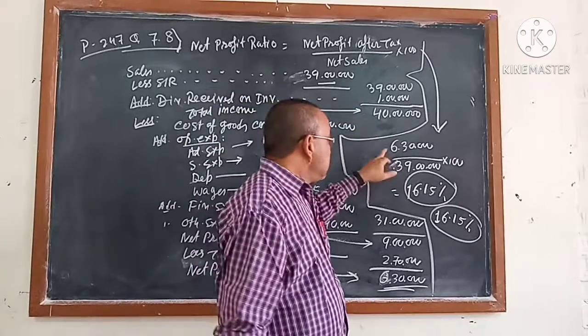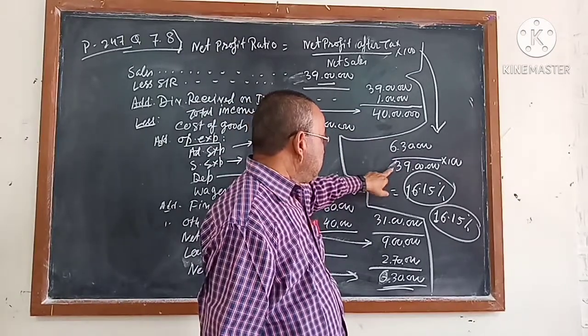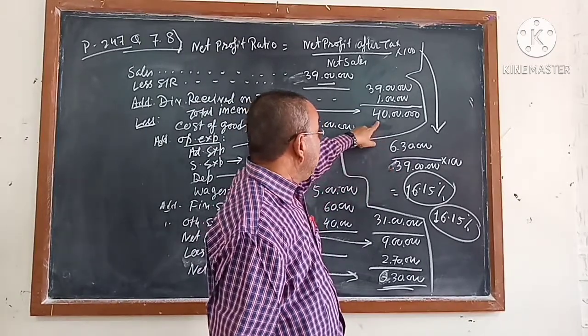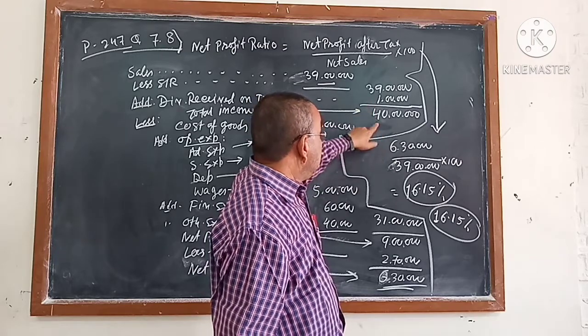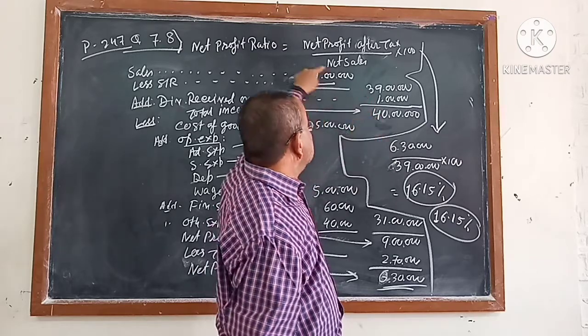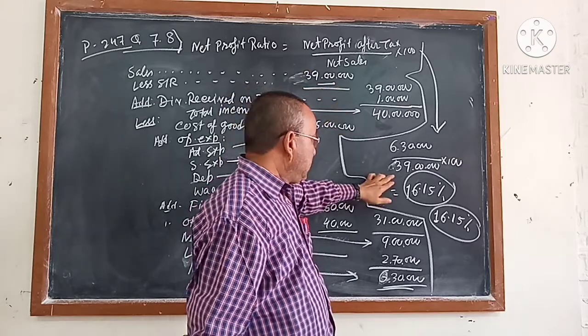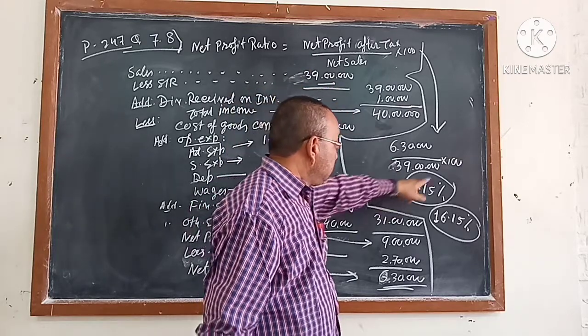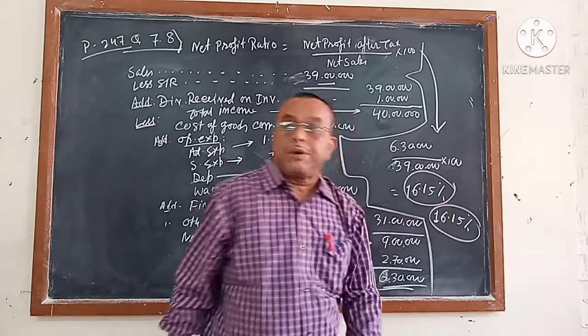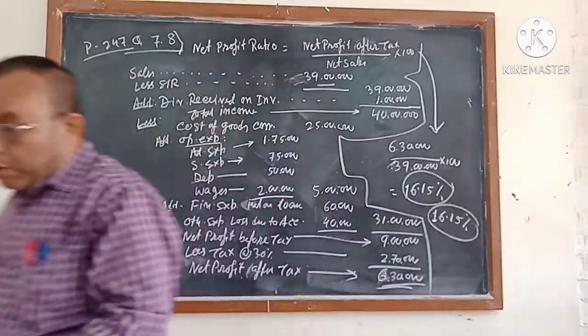Now the formula: 6,30,000 divided by 39 lakhs, because this is net sales, but this is net income. Net sales means sales minus sales return. Sales return was not given. So you multiply by 100, and your percentage answer will come, 16.15%.